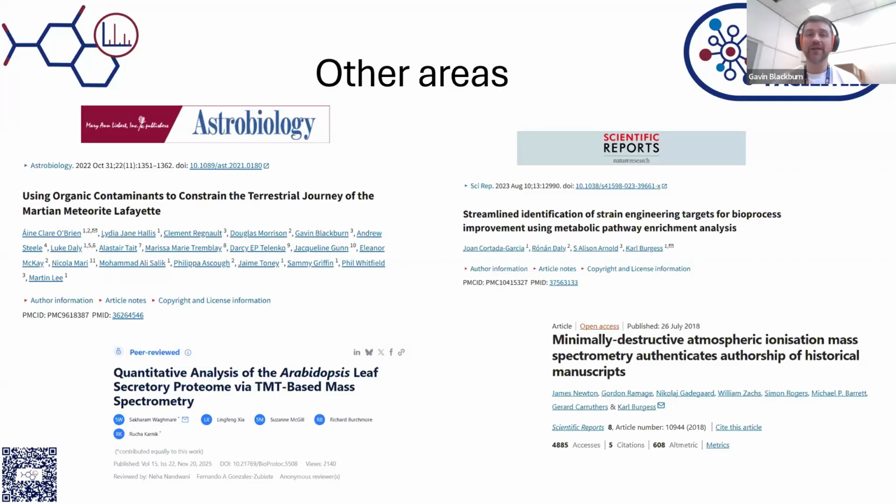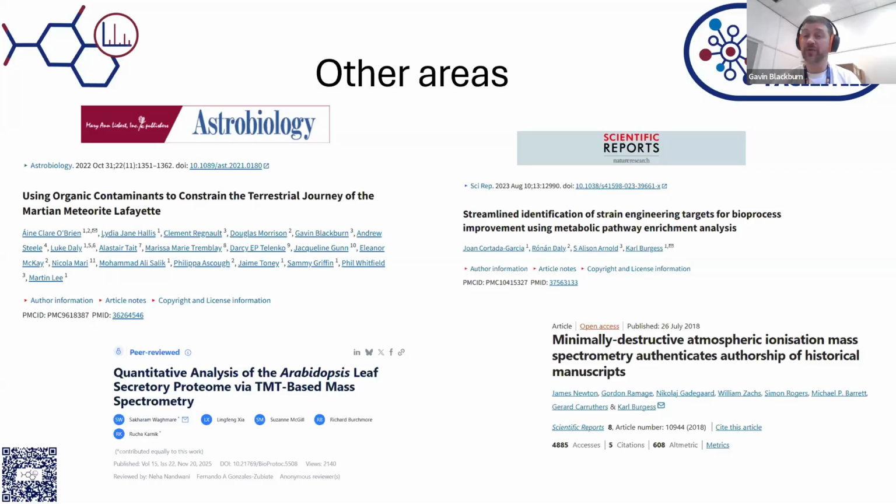It's a really nice area where you can see the overlap of what we do in biological mass spectrometry and how mass spectrometry is applied in meteorites. ICP-MS is used to look at the different elements that are present in these meteorites, but there's crossover across all of these different mass spectrometers because it's really useful across all of STEM. We've done quantitative analysis in Arabidopsis leaf using TMT-based mass spectrometry, which is really useful for quantitative analysis.